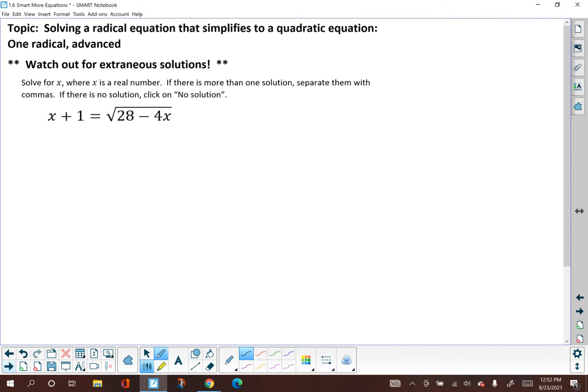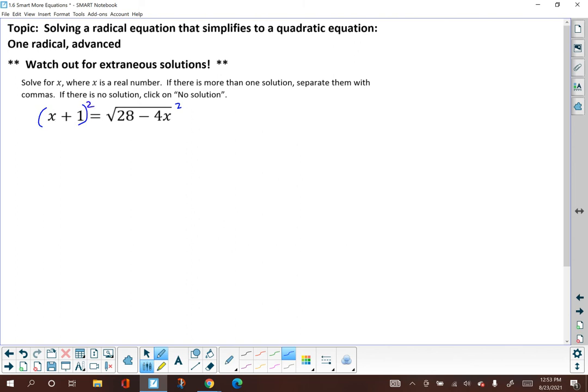Okay, this is the last topic, but we are going to do 2 examples of it because it is difficult. So we talked about with radical equations that you want to get the radical by itself to start with. Well, this does start with the radical by itself right here. So we are ready to square both sides.